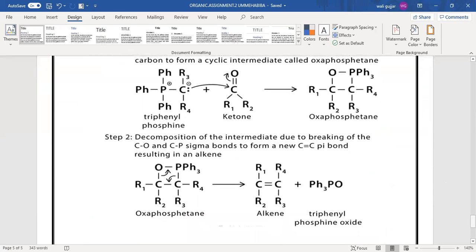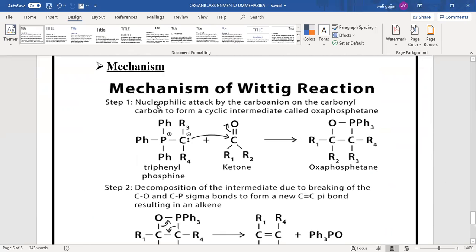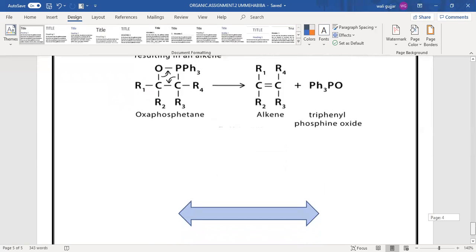So this is the mechanism of this reaction. Step 1 is nucleophilic attack by the carbanion on the carbonyl carbon to form a cyclic intermediate called oxaphosphetane. Step 2 is decomposition of the intermediate due to the breaking of the carbon-oxygen and carbon-phosphorus sigma bonds to form a new carbon-carbon pi bond, which results in alkene formation.